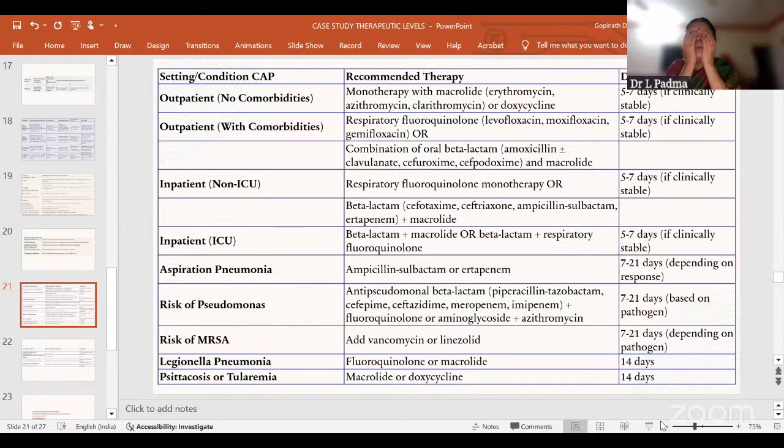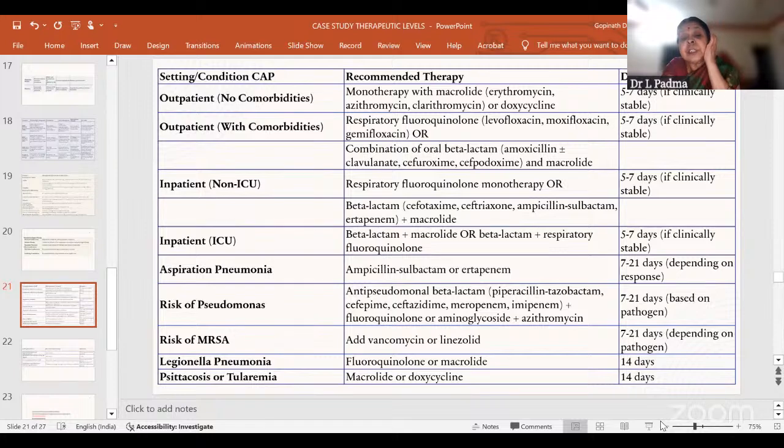Then it can be given both in renal failure and hepatic failure. It is absorbed completely, 100% bioavailability, and it is excreted in fecal matter. So these are the good things we have. So normally we use either azithromycin or doxycycline.